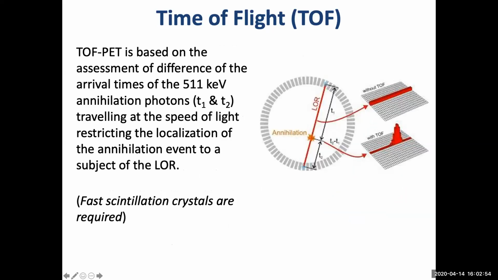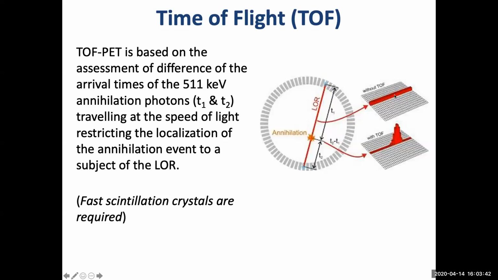So how does this happen? Time of flight PET is based on the assessment of the difference in arrival time of the 511 keV annihilation photons, T1 and T2, traveling at the speed of light. So we have the speed and we have the arrival time of each photon. If this arrives within 3 nanoseconds and this arrives within 2 nanoseconds, we know this is closer to this one than this one. And we have the speed of light, so the system can estimate the location of the annihilation event by knowing the arrival time and the speed of the photon.